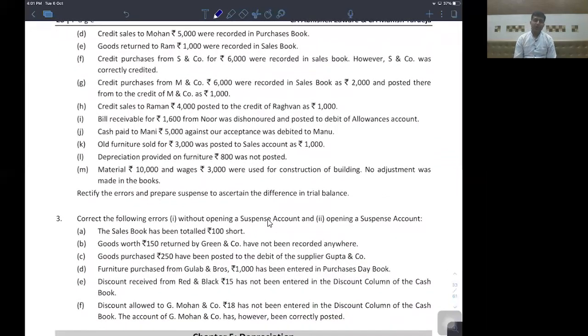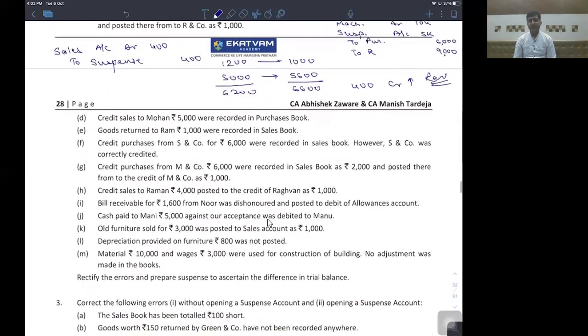Credit sales to Mohan were recorded in purchase book. Your correct entry should have been Mohan account debit to sales account 5,000. Your wrong entry is purchase account debit to Mohan account 5,000, and therefore the rectifying entry directly will be purchase account debit 5,000, Mohan account debit 5,000 to sales account 10,000. Why sales account 10,000? Because Mohan was to get credited, and if it was not credited, if it was debited, then the debit also has to be cancelled and the credit also has to be given, or not?